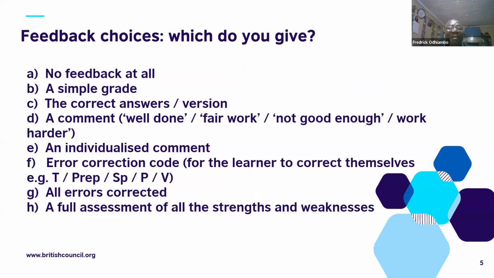From what you have said, we can look at the choices that we have on the screen. Feedback choices, which ones do you give from A to H? So you are free to pick one and maybe just share on the chat, or you can unmute and share. No feedback at all, a simple grade, the correct answer version, a comment, just a comment like well done, fair, good, not good enough, work harder, an individualized comment, error correction code, all errors. So which one do you give? So Linda, Jen, can you read in the chat what people have given?